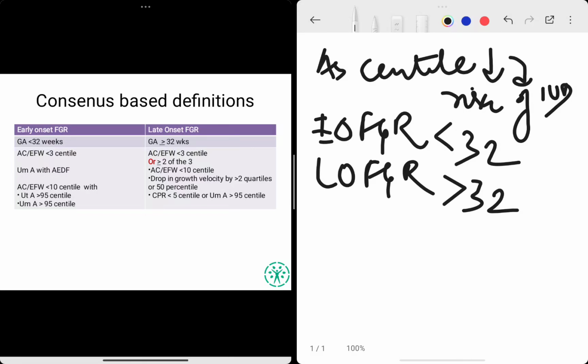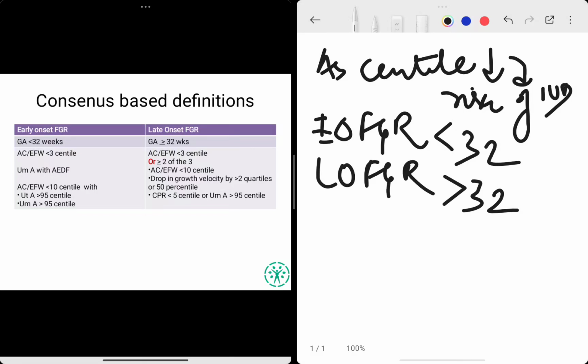Now these are the differences. First one we have already discussed, that the gestational age is less than 32 weeks in early onset, and in late onset the gestational age is more than 32 weeks. Now the definition is the same, that is estimated fetal weight or abdominal circumference is less than 3rd centile. Now coming to the color Doppler changes, in early onset FGR the umbilical artery shows the changes first. So the umbilical artery is having absent end diastolic flow.